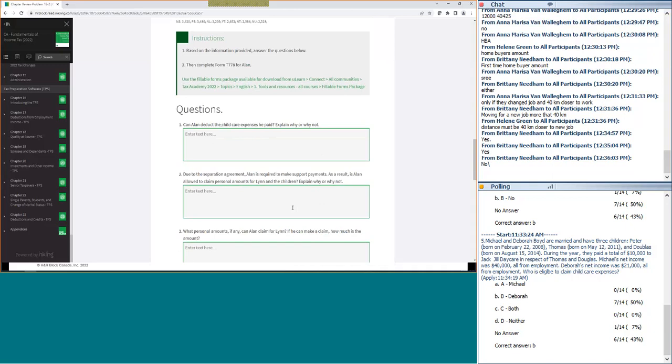It's the year of separation. So if you weren't clear on it, I want you to remember there's always an exception. In the year of separation, you can claim personal amounts. You can't claim both. So he's going to have to choose if he wants to claim spousal amount or support.